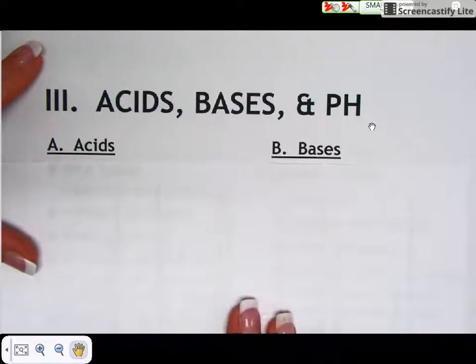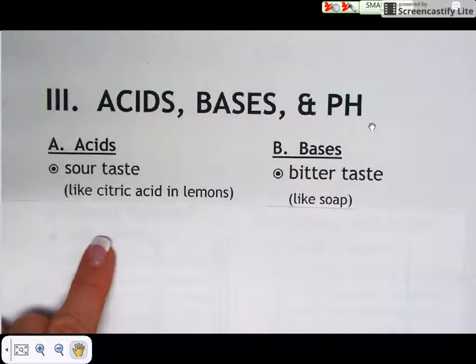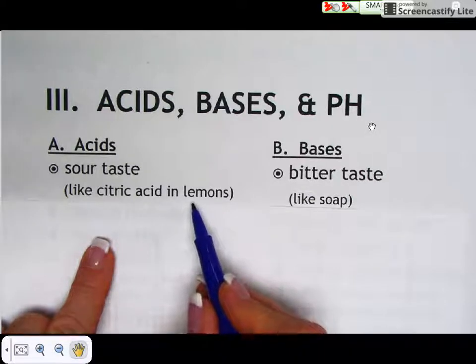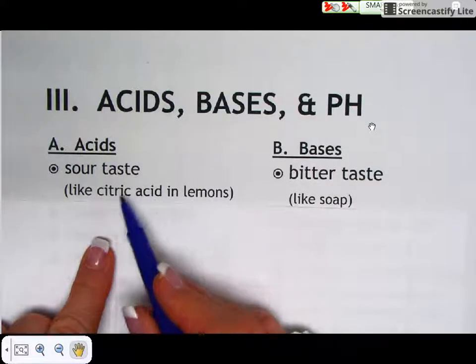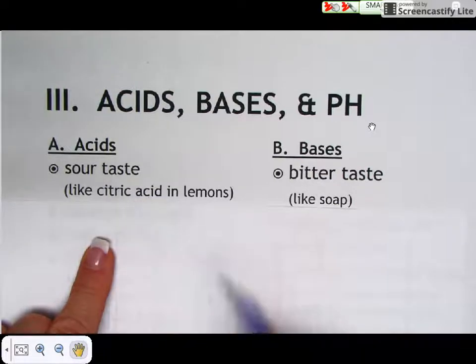Acids typically have a sour taste, like the citric acid in lemons. Many of our foods contain weak acids. Vinegar is a weak acid. Grapefruits and tomatoes are acidic, but acids are typically recognizable by their sour taste.